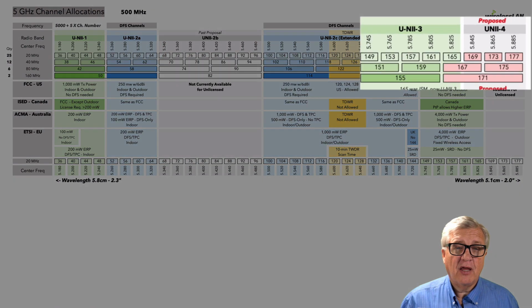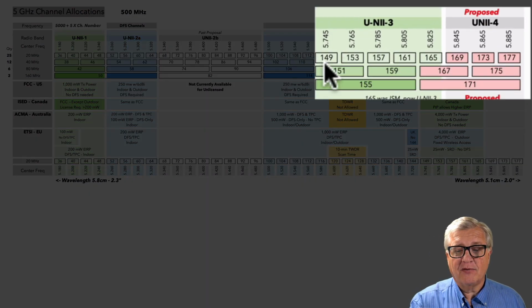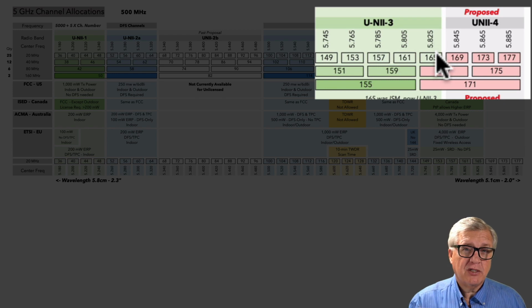There's also another channel, 149 up here. We have to look at 149. 165 is only a 20 megahertz wide channel. There's no 40s around. So if you're doing the 40 channel everywhere, just realize whoever hits 165 is going to be there as well.